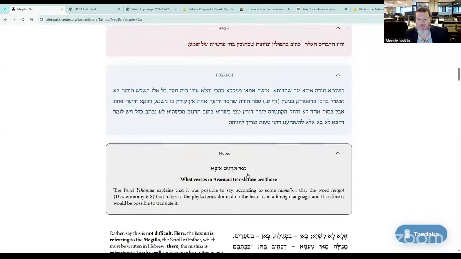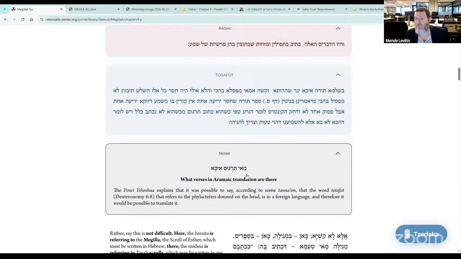All right, let's skip this Tosfos. So I just want to say there's some people that want to learn that the word totafos, we don't know what the word totafos means. Totafos is not a Hebrew word. Totafos, that's how the Gemara learns. How do we know that a person has to have four sections, there's four parshas, there's four portions of the Torah that go into the tefillin, right?